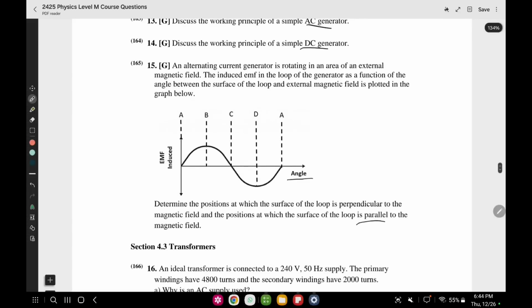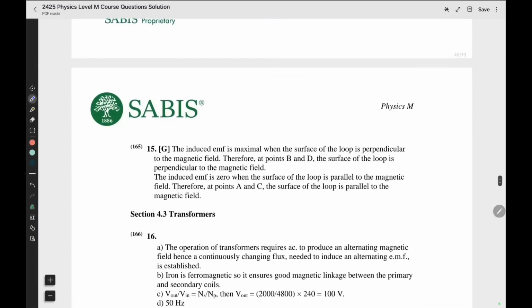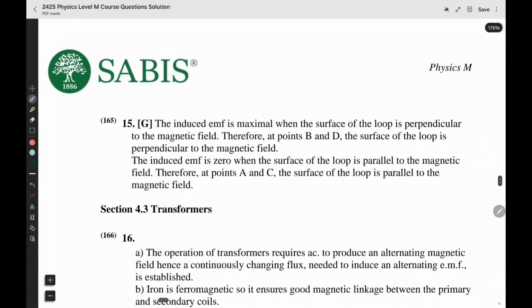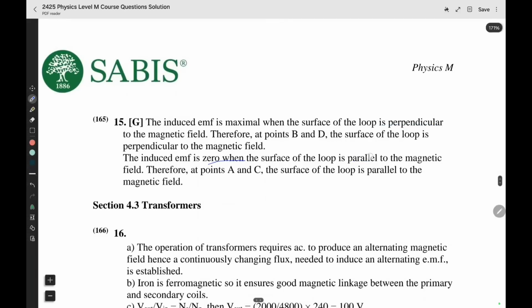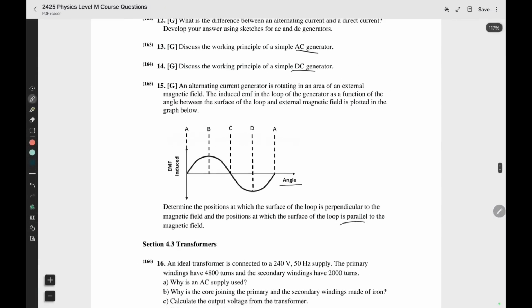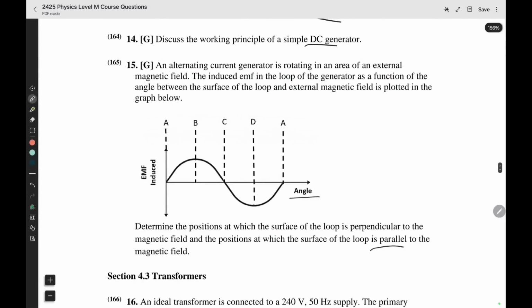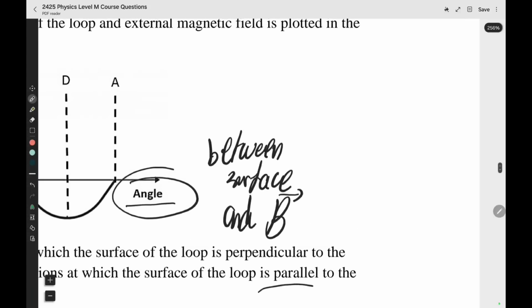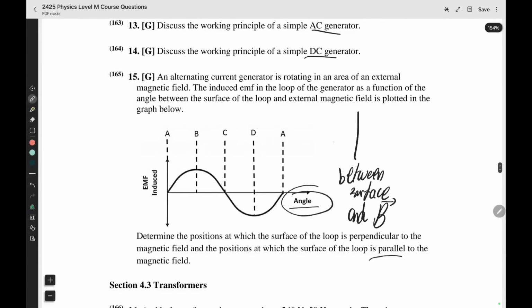Many people saw the answer and they got very confused, and I'll show you why. They said it's maximal when it's perpendicular and it's 0 when it's parallel. People said, oh, the course division is wrong. Let's see. Some people said it's wrong, and then other physics teachers came and said maybe the question was just not clear. Here they're talking about the angle between the surface and the magnetic field. So over here, this is the north, this is the south.